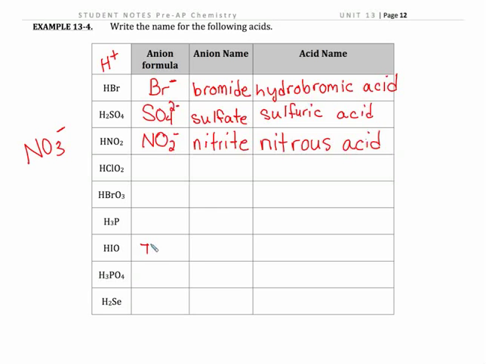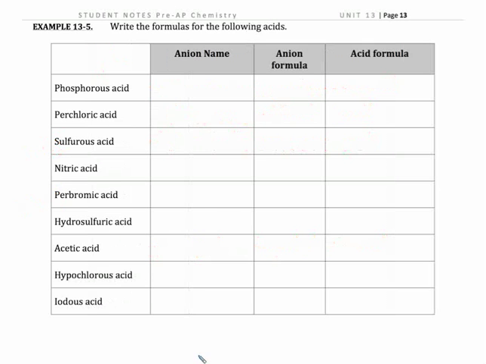Let me do one more. Let me do this one. IO minus. Anion name. Well, the ate, you always want to reference back to the ate. The ate is iodate. This is two less oxygens, so it's hypoiodite. Doesn't matter whether it's hypo or without the hypo, ite goes to ous. So hypoiodous, we don't drop the prefix, acid. Okay? So hopefully that gives you a little bit of a refresher on writing formulas for acids.